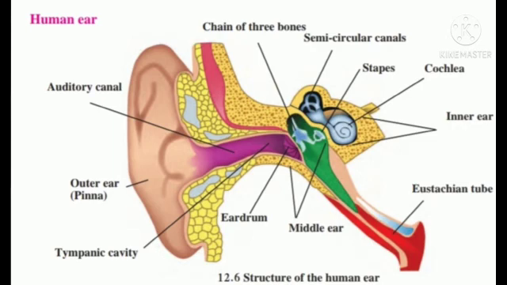Inner ear. The auditory nerve connects the inner ear to the brain. The inner ear has a structure resembling the shell of a snail. It is called the cochlea. The cochlea receives the vibrations coming from the membrane and converts them into electrical signals, which are sent to the brain through the nerves. The brain analyzes these signals.